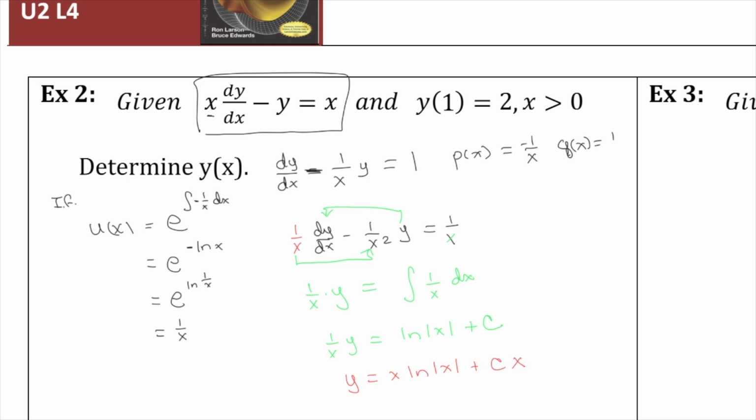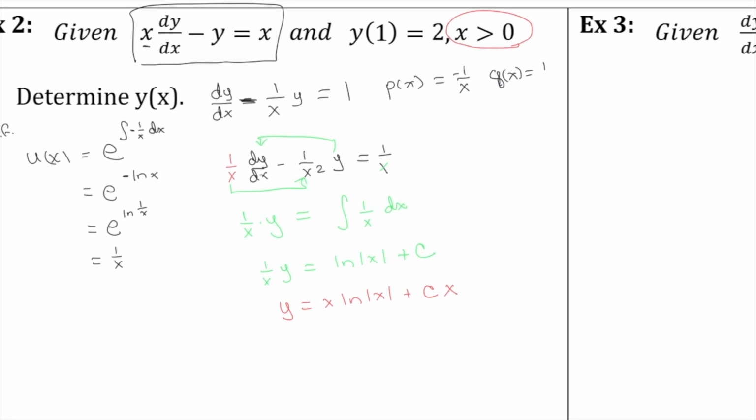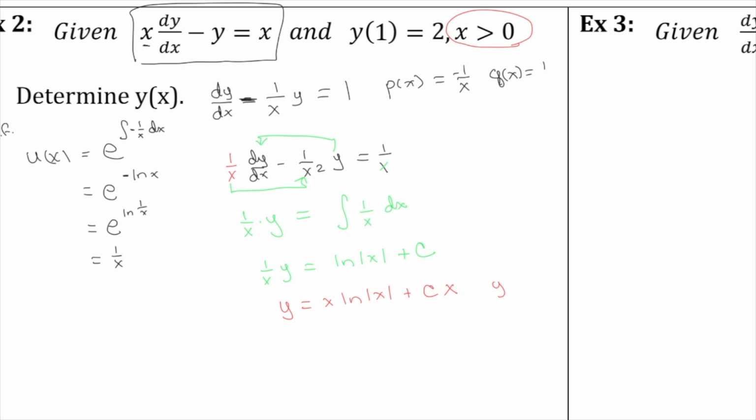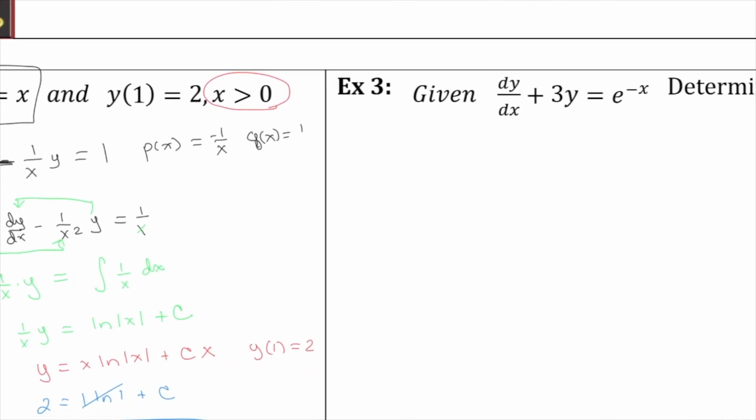But in our directions, we were told that your x's are always greater than 0, so we don't have to worry about the absolute value. And we have y at 1 equals 2. So when we substitute, 2 is equal to 1 natural log of 1 plus c. So c is 2, our final function: y equals x natural log of x plus 2x. And that is how we use the integrating factor.